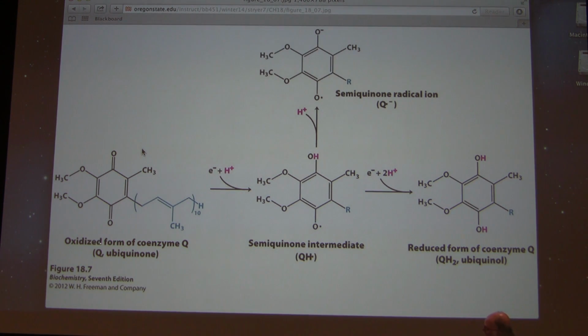accepting. Here's the oxidized form of coenzyme Q. Here is coenzyme Q that has accepted 1 electron and 1 proton. Here is coenzyme Q that has accepted 2 electrons and 2 protons. And you can see that we're going from 2 double bonds and 2 oxygens, to 3 double bonds, 1 oxygen, and an oxygen with an unpaired electron. Over here, 3 double bonds and 2 hydroxides. So there are electronic changes happening, and they have to because this guy is accepting electrons.